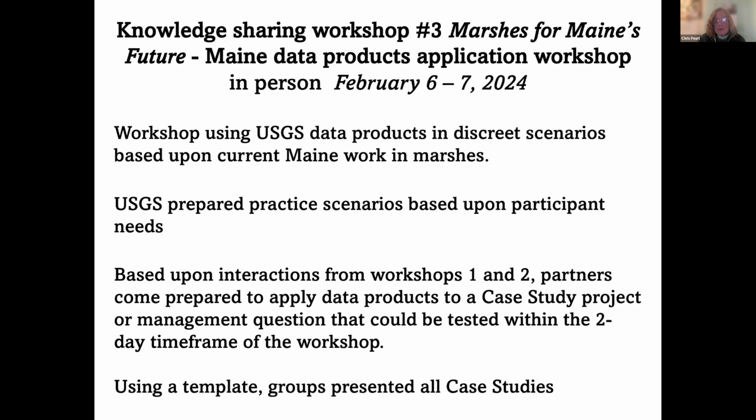So the workshop, the USGS data projects that Neil described, those were the ones we were going to use. We linked everybody so they could test the tools ahead of time. And we learned from the first 2 workshops exactly what people were going to be working on. Everybody came to this in-person data application workshop with their project that they were working on to apply it in that case.